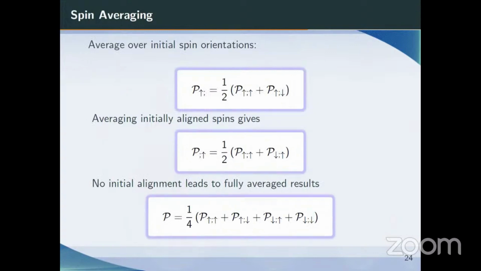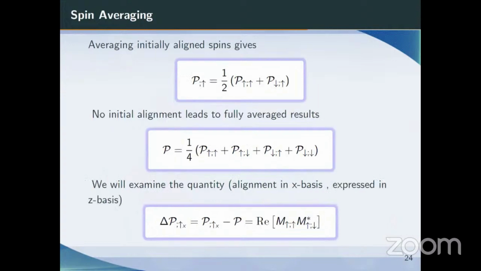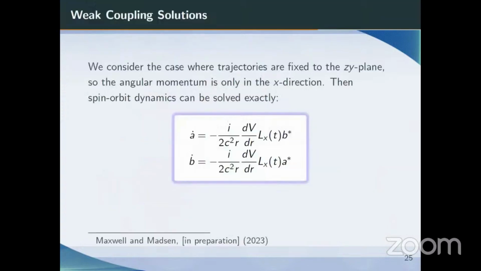And then from this, we can think of an interesting measurement, and that would be, we define this quantity, which is essentially the spins aligned in the x direction minus unaligned spins. And this is interesting because we are looking at trajectories that are fixed in the ZY plane. And so that means the angular momentum is only in the x direction. And so this is why we would, in this situation, want to consider aligning the spins in the x direction.